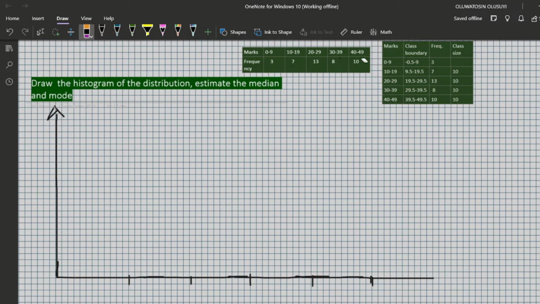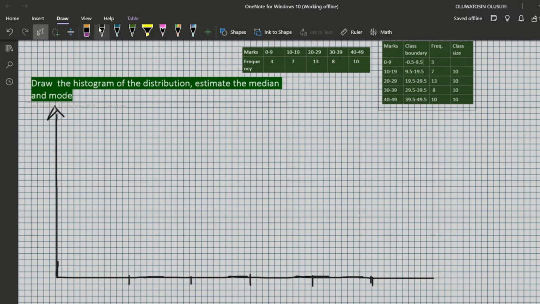So from there, to represent this on the histogram, we need two important things. We need the class boundary and we need the frequency, where the frequency will be plotted against the class boundary. To get my class boundary, you deduct 0.5 from the lower class mark, which will give us negative 0.5, and you add 0.5 to this, that will give you positive 0.5.